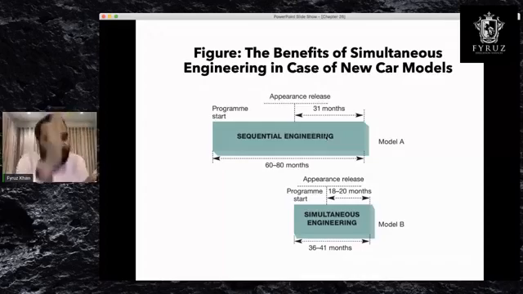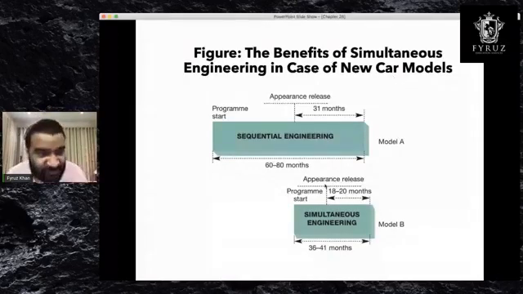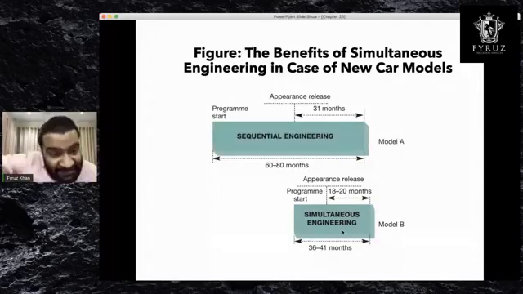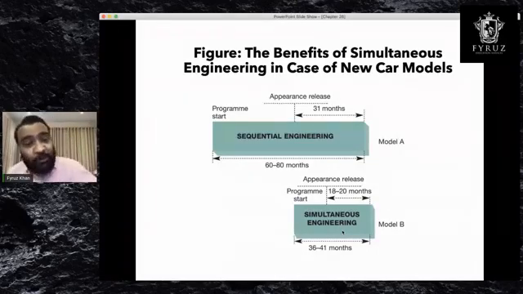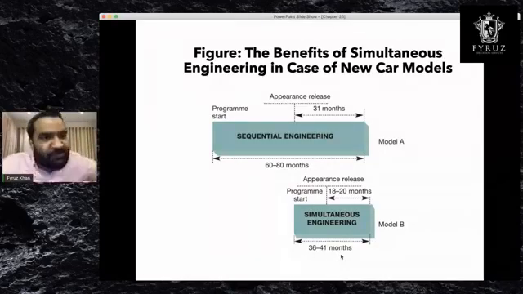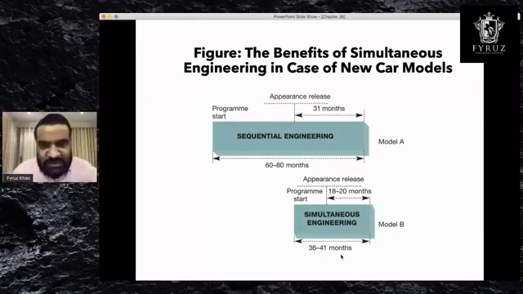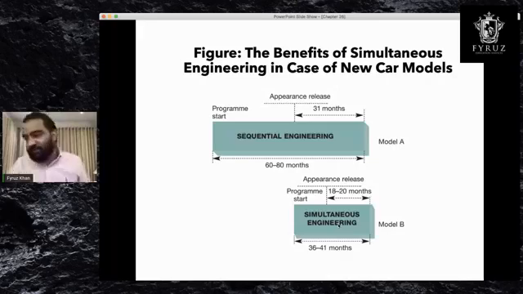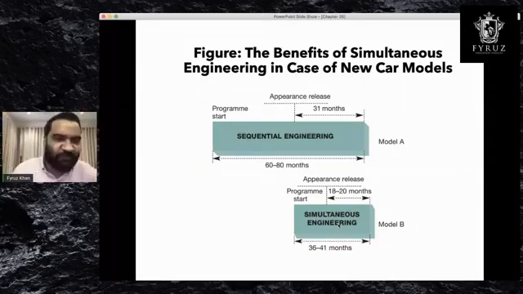You finish research, you do costing, you do design, you do engineering, and so on. That's how it goes on. But if you do simultaneous engineering, which means doing things at the same time, your project will be completed in 36 to 41 months. And you can show the appearance of the car, at least something, to your customers before 18 to 20 months. So it's reducing almost by half. Okay, so this is how you can reduce wastage. You can reduce a lot of stuff by doing things at the same time.